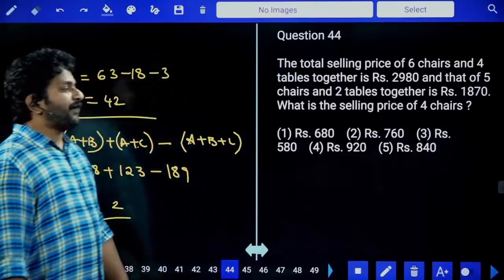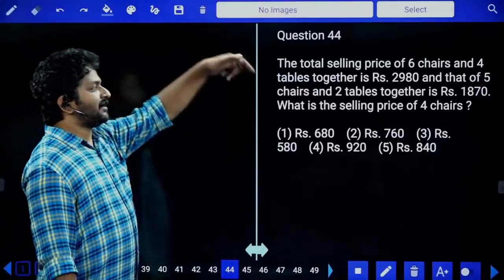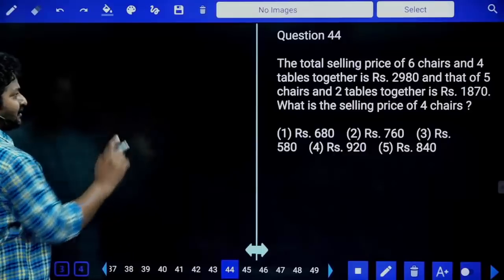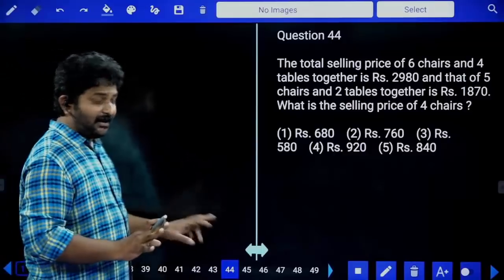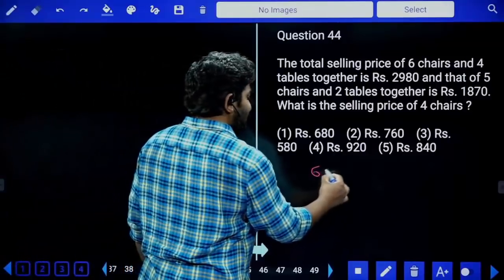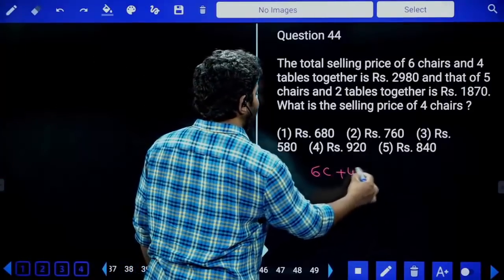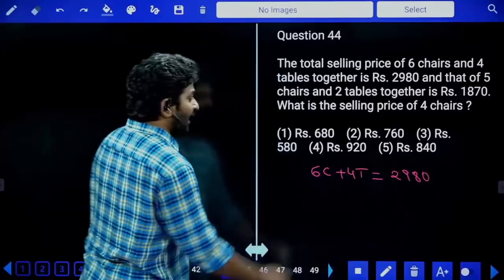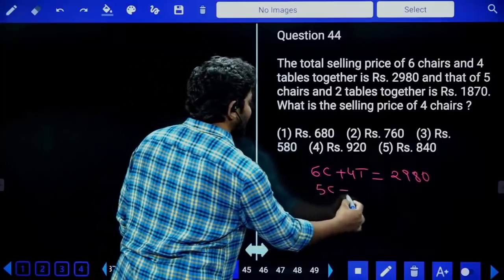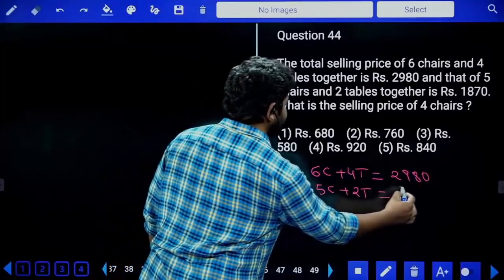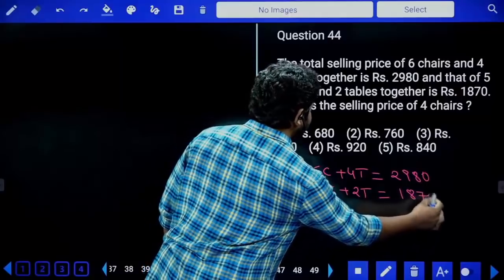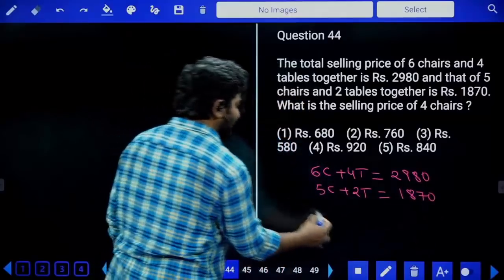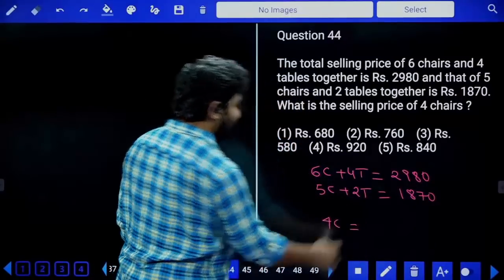The total selling price of 6 chairs and 4 tables together is 2980. Just for the sake of understanding, I'm writing; you are not supposed to write anything. 6 chairs and 4 tables cost 2980, and 5 chairs and 2 tables cost 1870. And you're asked to calculate the price of 4 chairs. 4 chairs price is equal to how much?